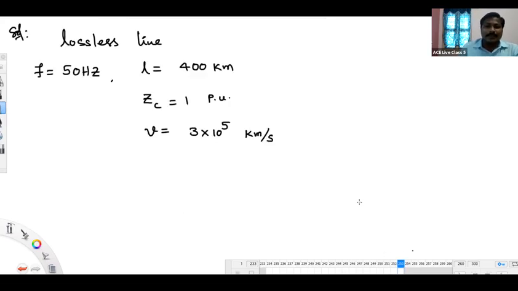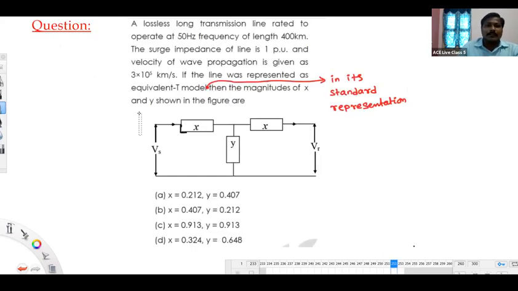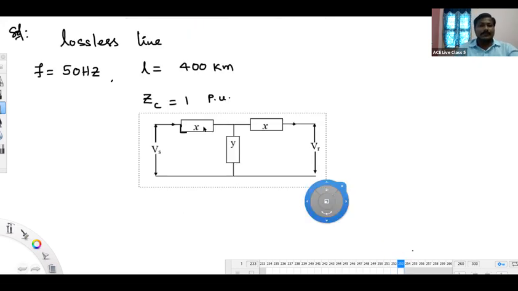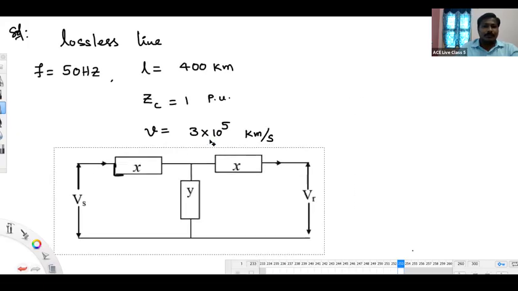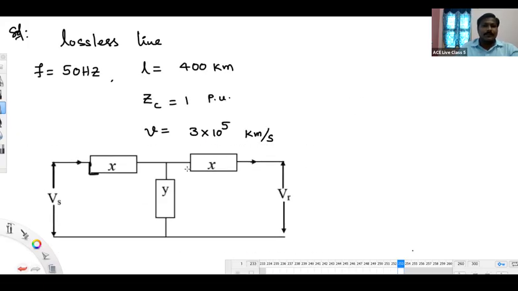He has given the equivalent T model in this manner. Let me copy that model. Like this, we have the equivalent T model. Very simple. To find X and Y, first we should find the ABCD parameters of the line, not for the model.